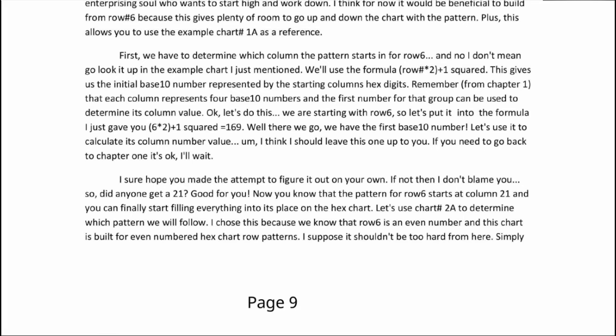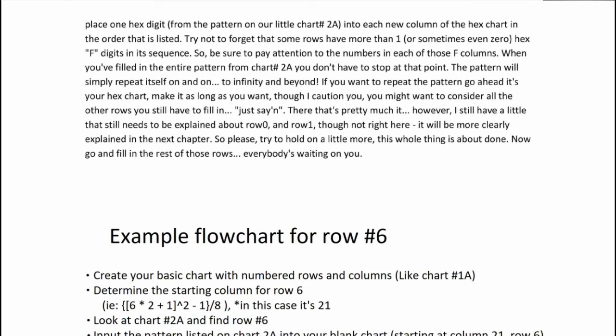Let's use chart number 2A to determine which pattern we will follow. I chose this because we know that row 6 is an even number and the chart is built for even numbered hex chart row patterns. I suppose it shouldn't be too hard from here. Simply place one hex digit from the pattern on our little chart number 2A into each new column of the hex chart in the order that is listed. Try not to forget that some rows have more than one, or sometimes even 0 hex F digits in its sequence. So be sure to pay attention to the numbers in each of those F columns.